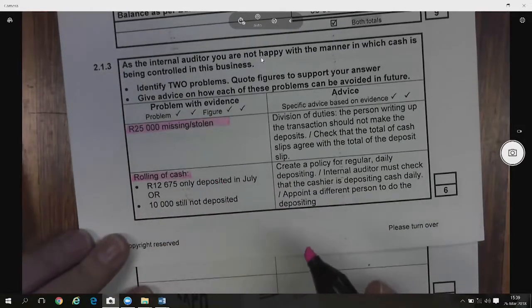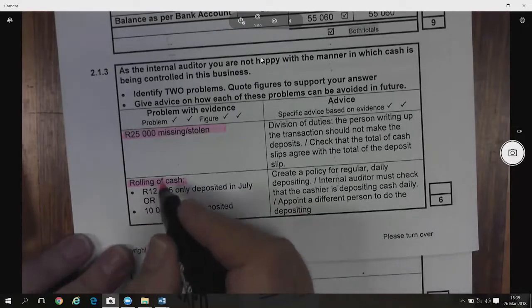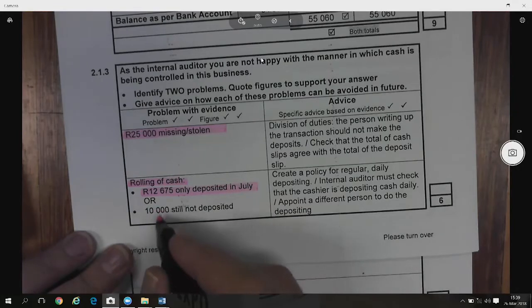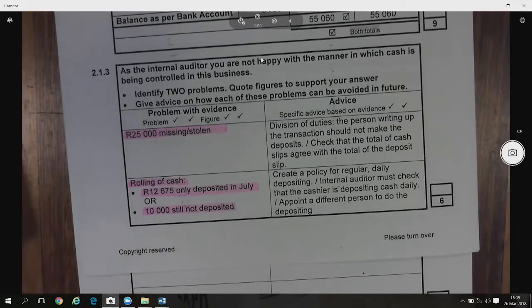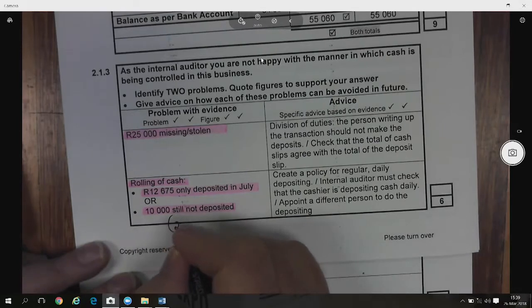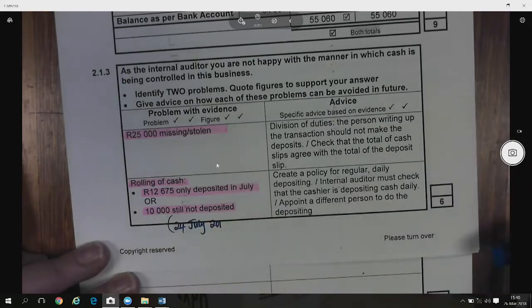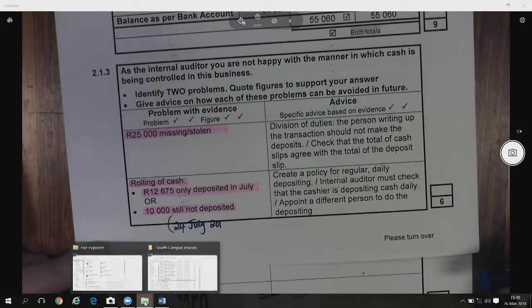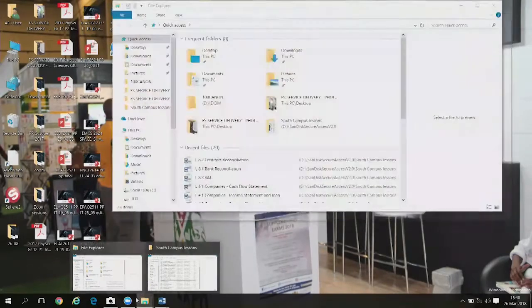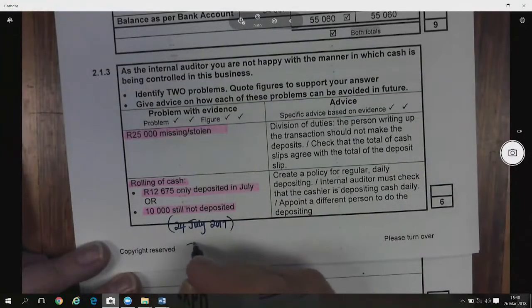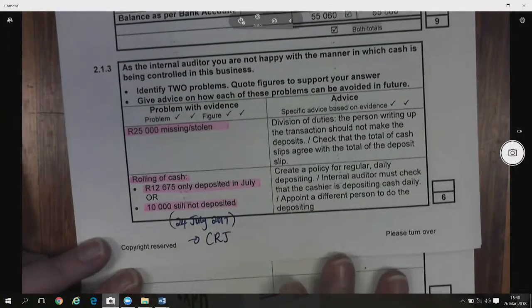For rolling off cash, they will give you one mark. You must say the 12,675 is only deposited in July, and this 10,000 is still not deposited, and that 10,000 was already in our books on the 24th of July. In what year are we here? 2017. It was already in the CRJ on the 24th of July.